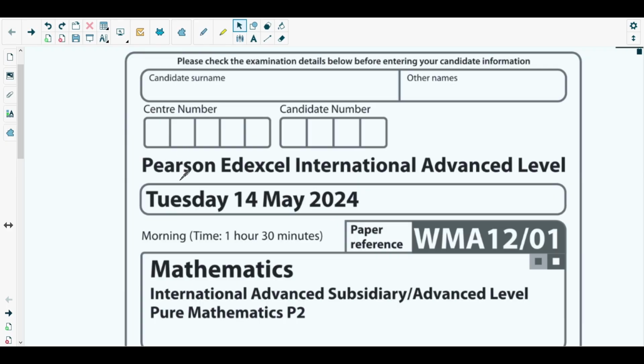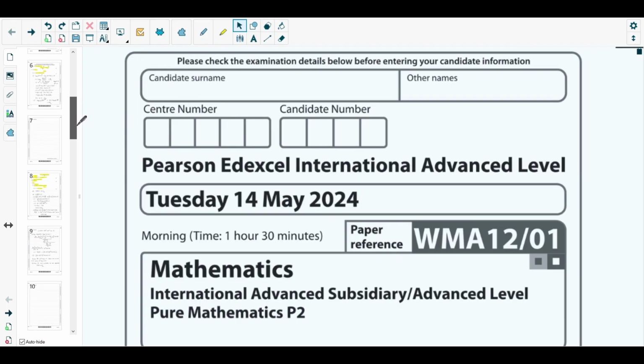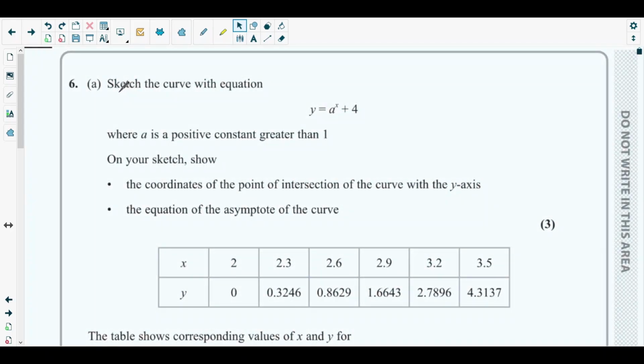In this video, we will be solving question number 6 from the recent past paper of Pure Mathematics 2, which is the May 2024 P2 paper. So let's get started with question number 6. At first, part A.